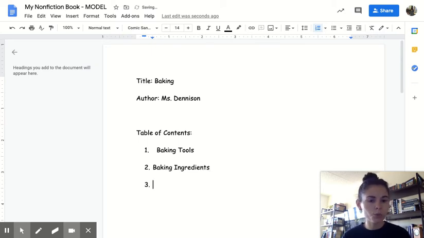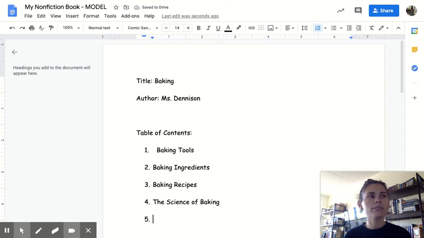Now, once you have your tools and your ingredients, the next thing you really need to bake is your recipe. So I think my recipes will be the next chapter. Then, once you have your recipes, it really comes down to the science of baking. It's sort of what happens in the oven. So I'm going to write the science of baking.